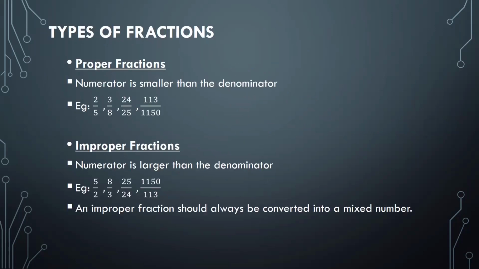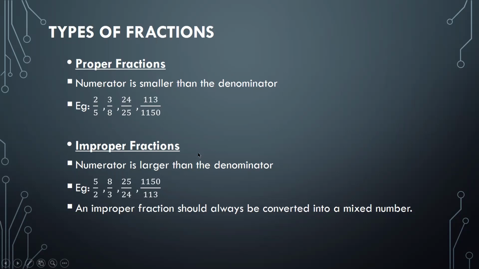There are different types of fractions. First one is the proper fraction. We saw what a numerator and a denominator are. Proper fraction means when your numerator is smaller than the denominator. For example, here I have mentioned 2/5, 3/8, 24/25. Whatever the number, if the numerator is smaller than the denominator, we call it a proper fraction.